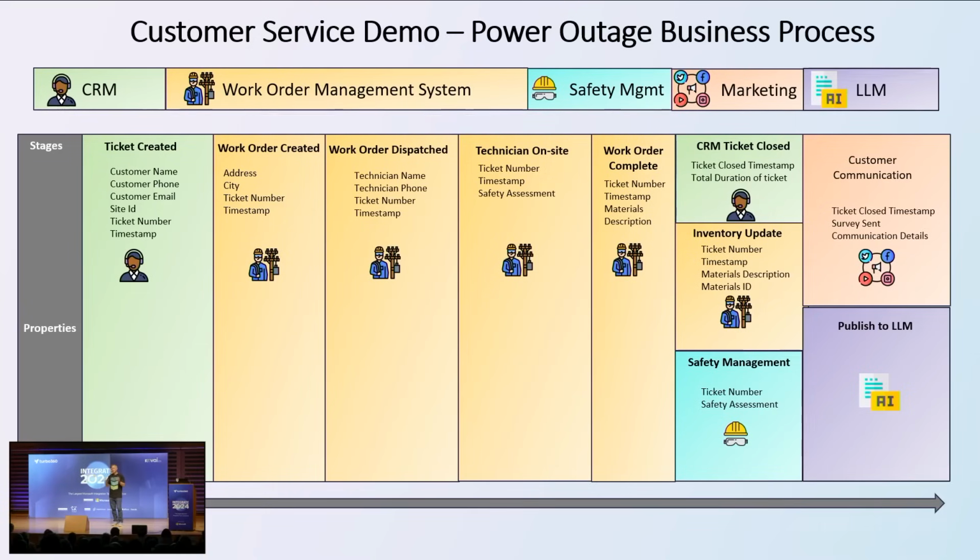The whole purpose of this is you have a customer service scenario where you've got to orchestrate a business process across many different systems: a CRM, a work order management system, a safety management system, a marketing system, and then an LLM as well. This provides a good opportunity for you to define what that business process is, and then view that as all of these messages are exchanged across these various applications. So let's jump in here and see what this demo looks like.